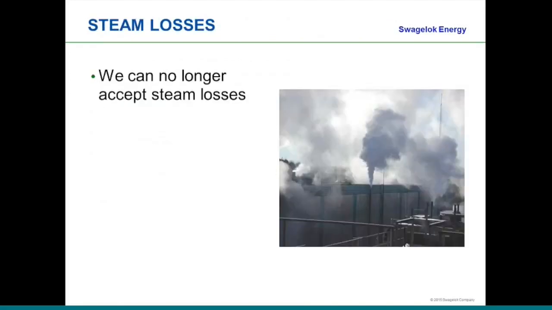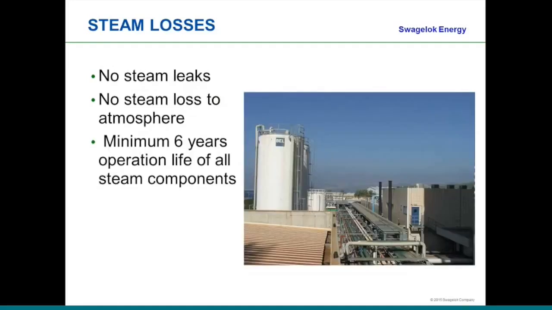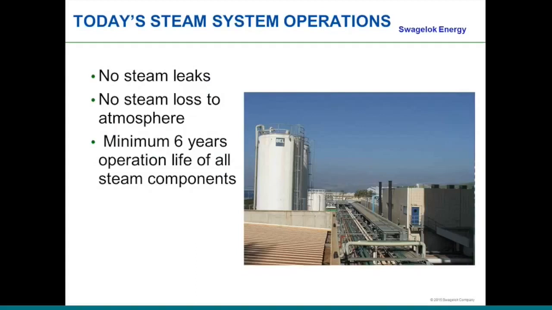The other thing I want to point out is steam losses, venting steam to atmosphere. We don't do that anymore. It costs too much money. The thing about optimization of the steam system is to stop venting steam to atmosphere. It's a major loss. So today what we want to see is no steam vents to atmosphere, no steam leaks, no steam losses, and a minimum of 6 years operation life for all steam components, which is extremely achievable, no problem.